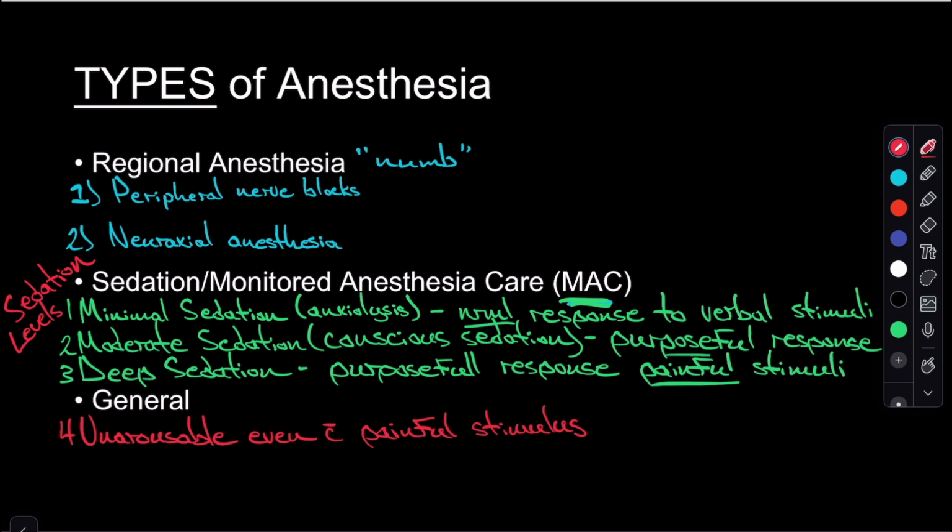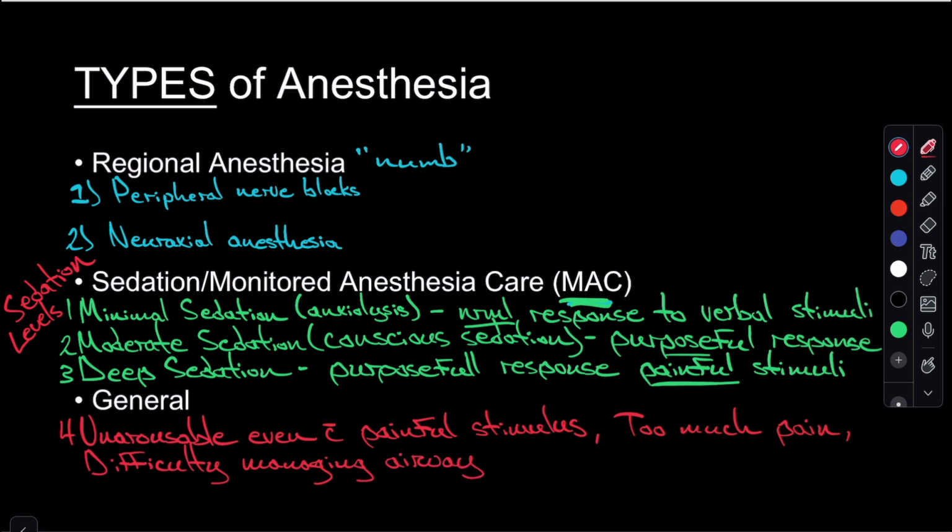General anesthesia is generally required for a few different reasons. So the first being too much pain to be managed with just regional anesthesia or under monitored anesthesia care. The other would be if you're having difficulty managing the airway with monitored anesthesia. And then if you had contraindications to using monitored anesthesia care or regional anesthesia, or if the surgical procedure was occurring in a place that just didn't allow for regional anesthesia, then you might have to use general anesthesia as well.